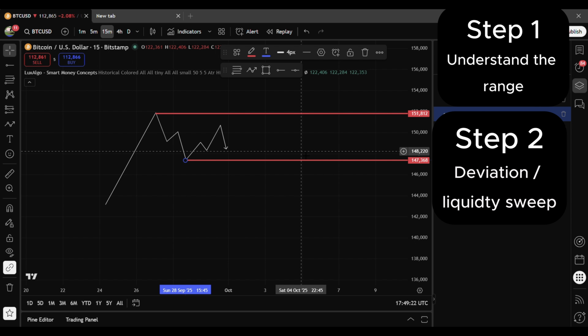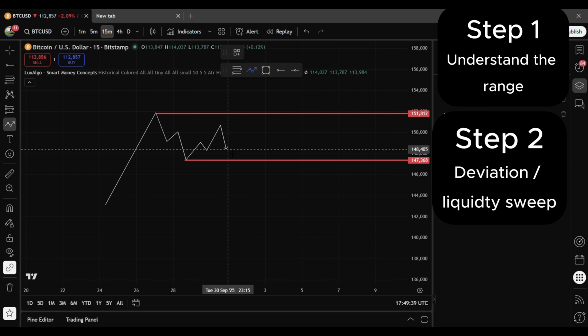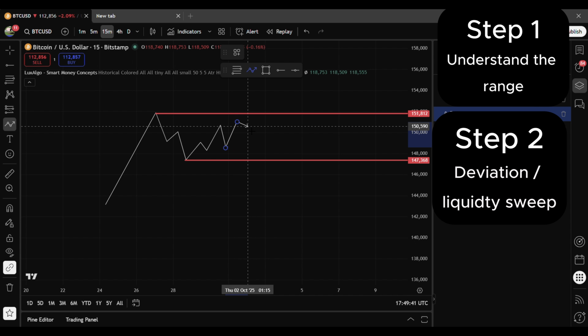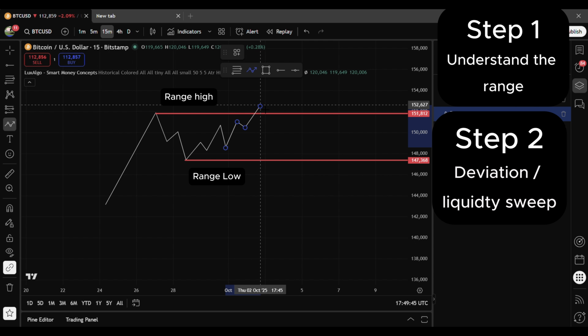Step 2, deviation. Now there is something called deviation in crypto, also known as a liquidity sweep. They are very similar, but there are a few details to pay attention to when identifying them. So once our range is formed, we wait for price to either sweep the range high or the range low. Let's assume right here price sweeps the range high.